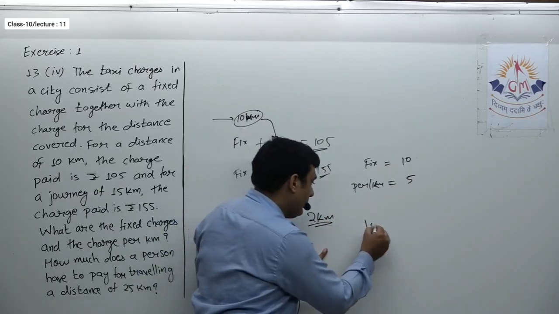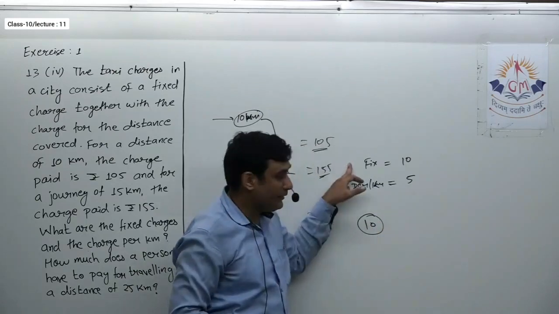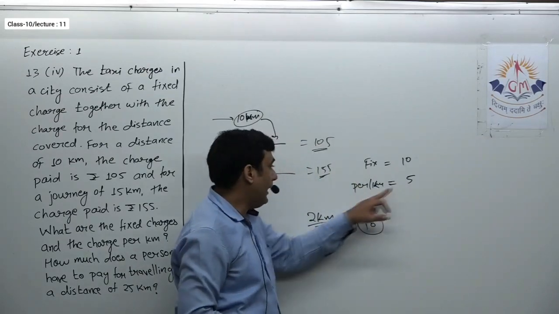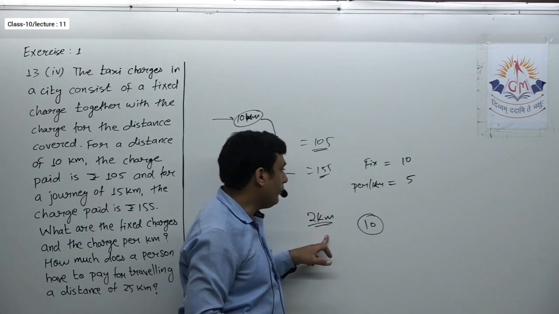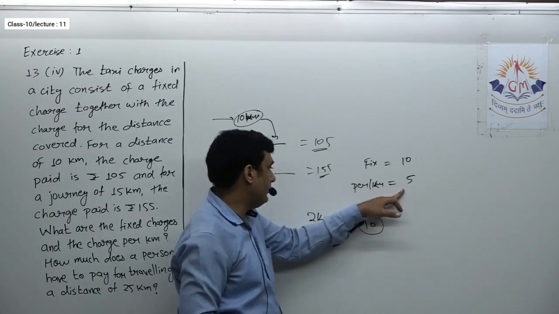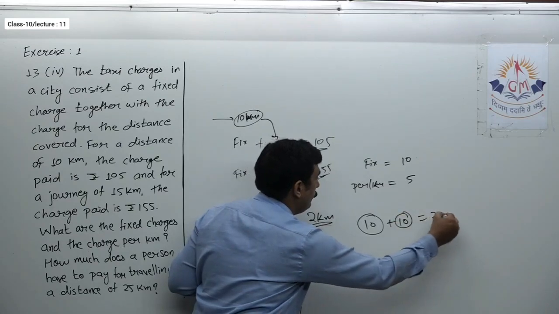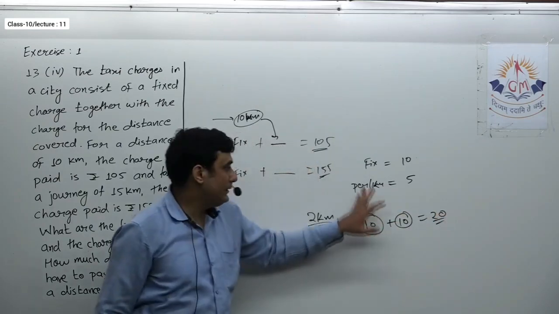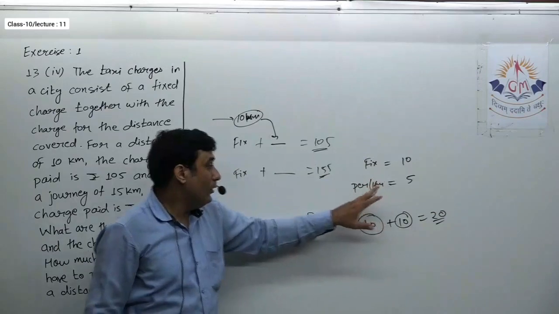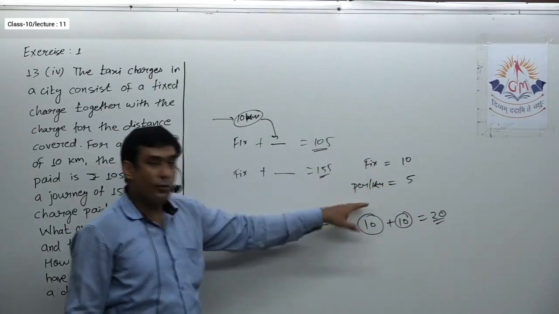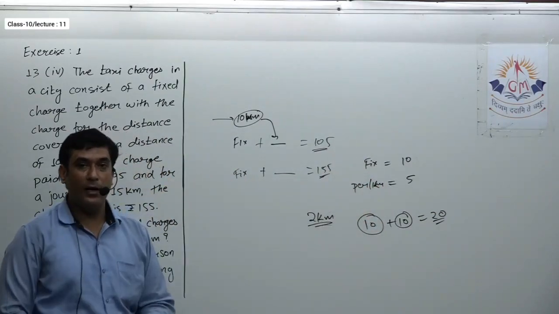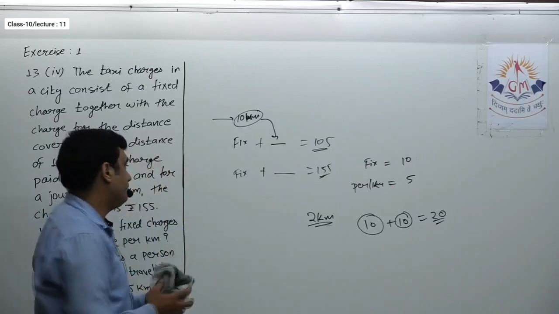First, 10 rupees definitely he has to pay, because this is the fixed charge, and as he traveled 2 kilometers, at the rate of rupees 5 per kilometer, again he has to pay rupees 20. So in total this will become 20. I just gave you an example. Now what the fixed charges and per kilometer charges are in this case is what we have to find.